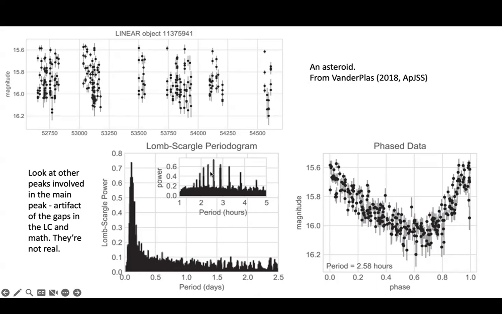And this is why you have to be careful about interpreting the periodogram. That's what this is called. You have to experiment with the different peaks and see what looks the best. And in this case, that 2.58 hour peak is what works.